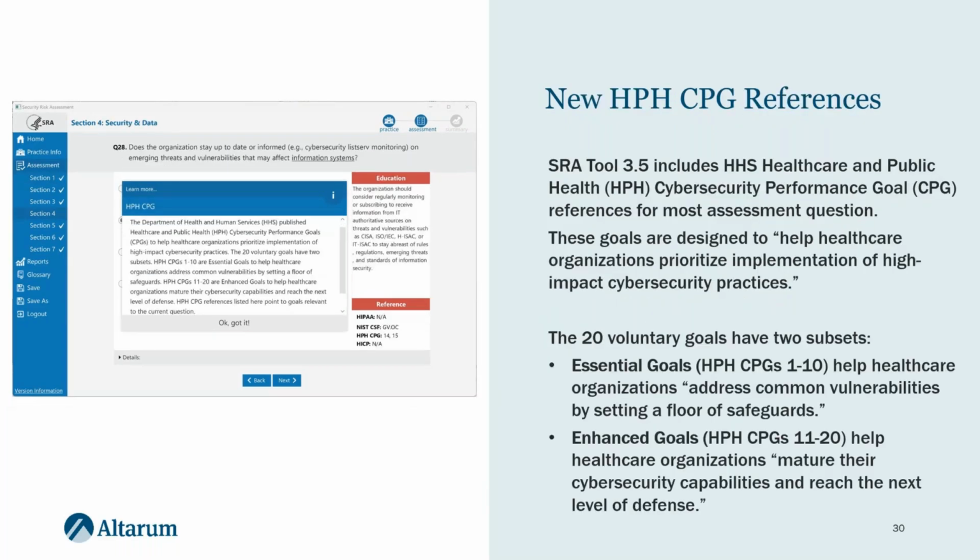We've also added the HPH CPG references. The Department of Health and Human Services published the Healthcare and Public Health Cybersecurity Performance Goals, or CPGs. This is to help healthcare organizations prioritize implementation of high-impact cybersecurity practices. The HPH CPGs have 20 voluntary goals that are divided into two groups. The first 10 are essential goals to help healthcare organizations address common vulnerabilities by setting a floor of safeguards. The second 10 are enhanced goals to help healthcare organizations mature their cybersecurity capabilities and reach the next level of defense. Next slide.